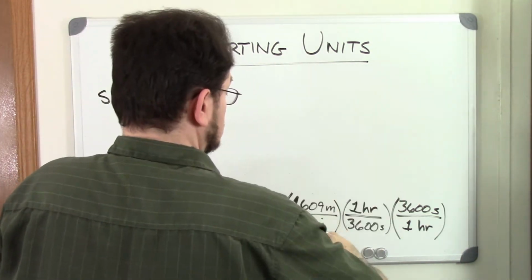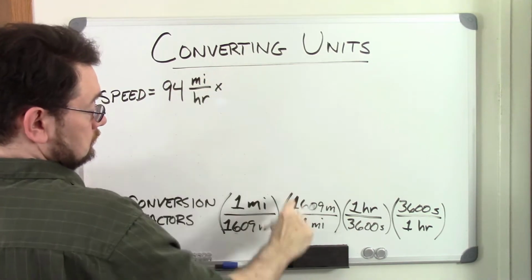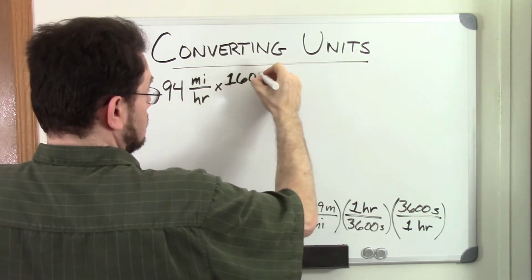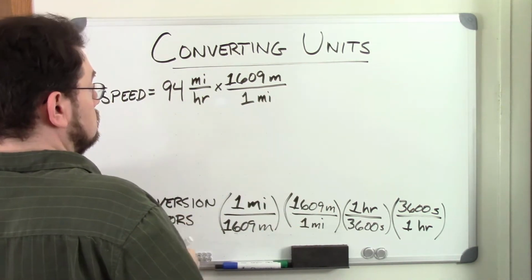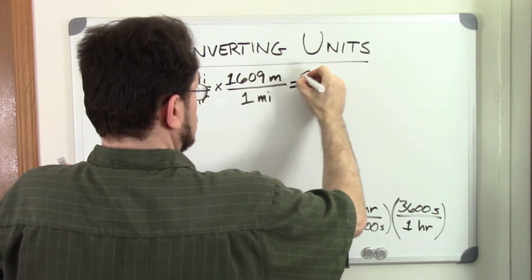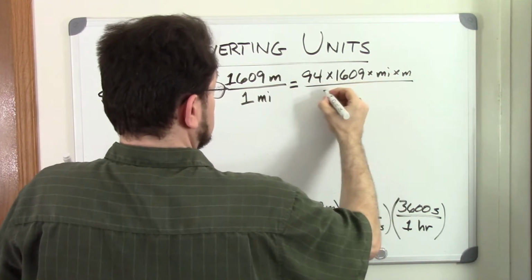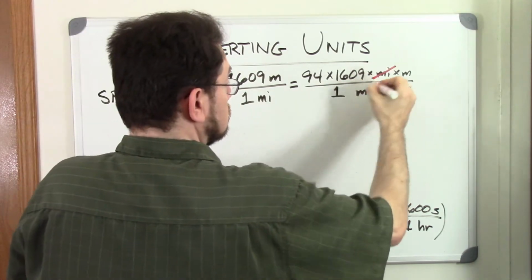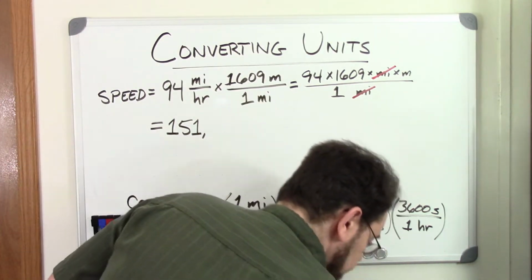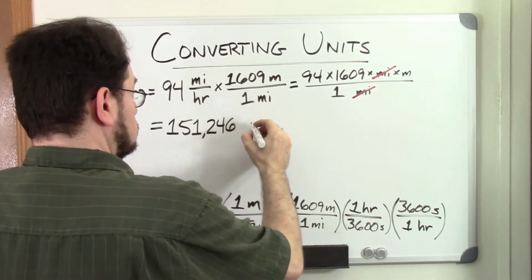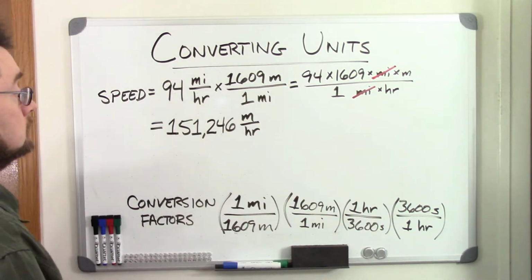So let's use them. First we want to get rid of the miles in miles per hour, so we choose the conversion factor with miles on the bottom of the fraction so they'll cancel. This gives us 94 miles over hours times 1,609 meters over 1 mile. And the miles cancel out, leaving 94 miles per hour times 1,609 meters over 1 mile equals 94 times 1,609 meters over hours equals 151,246 meters per hour.